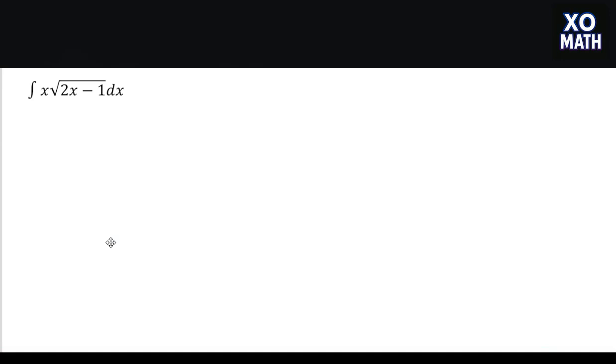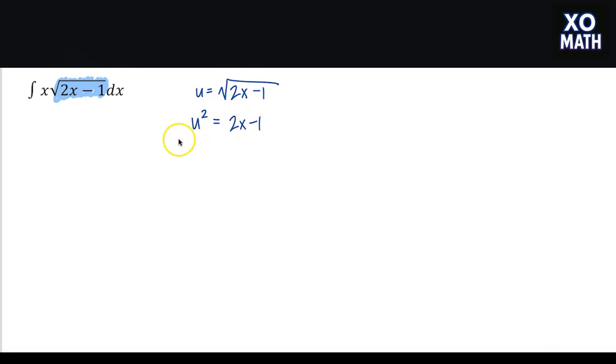This time we're going to let u be this entire square root piece. So u is the square root of 2x minus 1. Now instead of jumping straight to finding the derivative, we're actually going to square both sides. Since I have an equation, whatever I do to one side, as long as I do it to the other, like this, I'll have an equivalent equation. So I have u squared is equal to 2x minus 1.